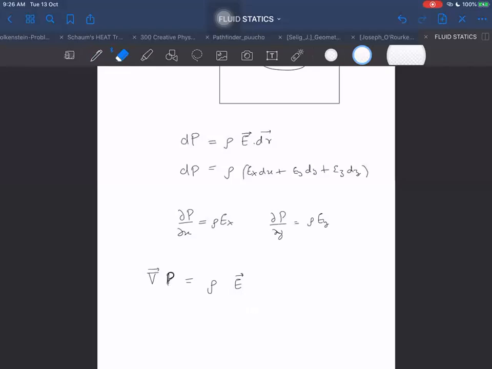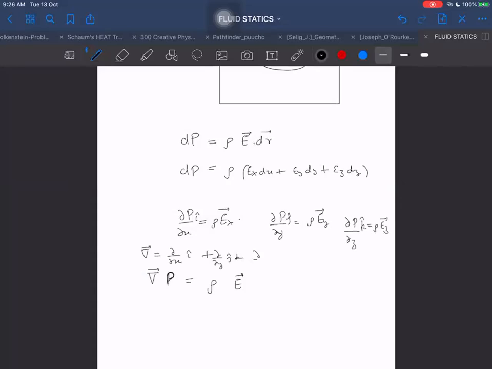It will become rho into e vector. Del p by del x along i cap, del p by del y along j cap, and similarly del p by del z along k cap is equal to rho into e. So if I add all the x, y, and z values, then we'll be getting the net value of e. And what is the del vector? Some of you know it already: del by del x i cap plus del by del y j cap plus del by del z k cap.